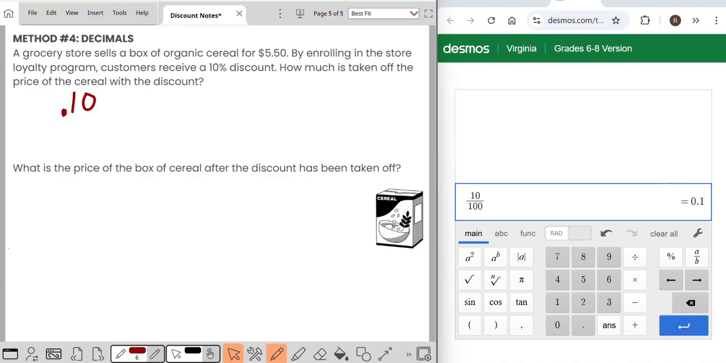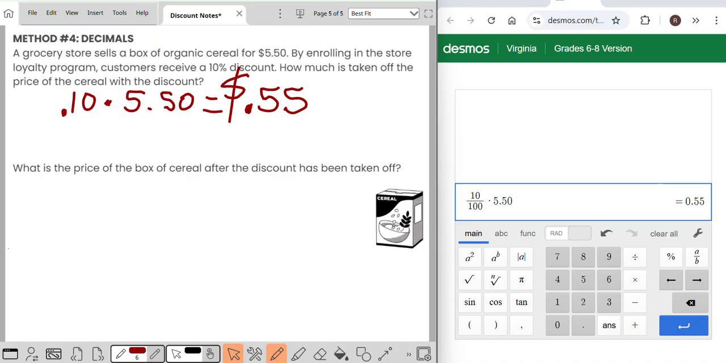So that means that you're going to have 0.10, and you're going to multiply that by the cost of the cereal. So let's come over here, and we're just going to multiply it right here. So we're going to do times $5.50, which means your discount would be 55 cents.